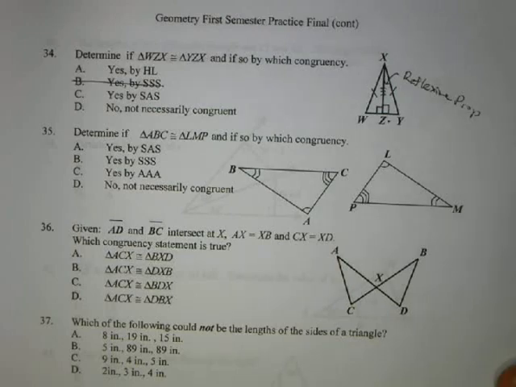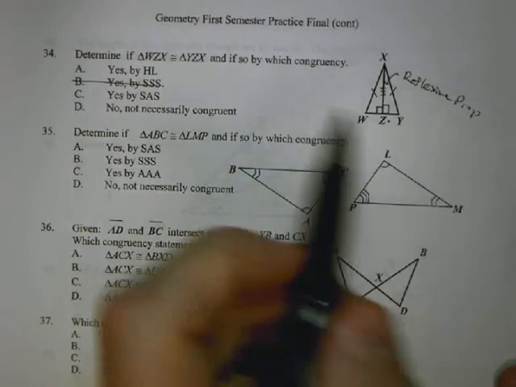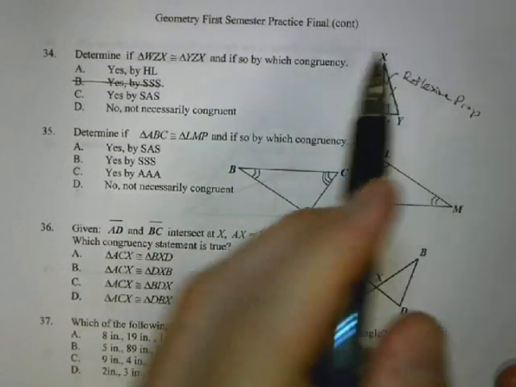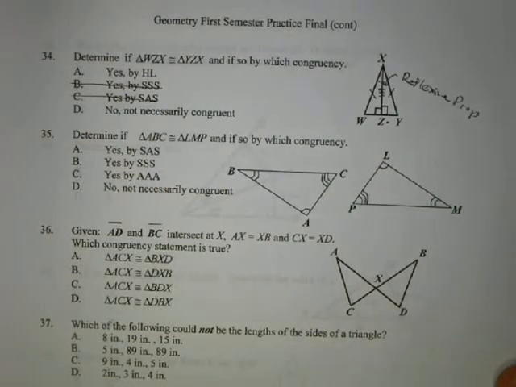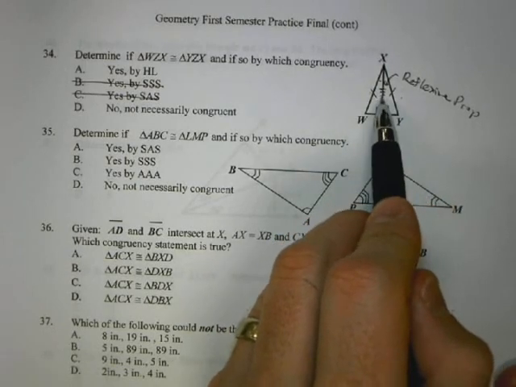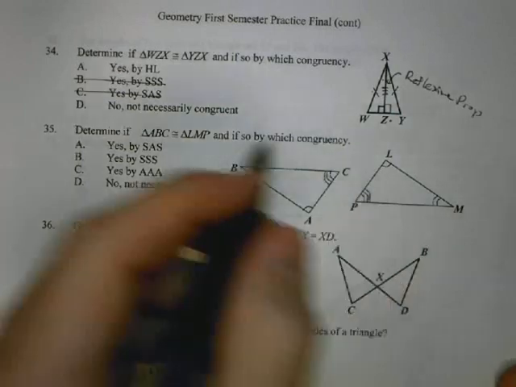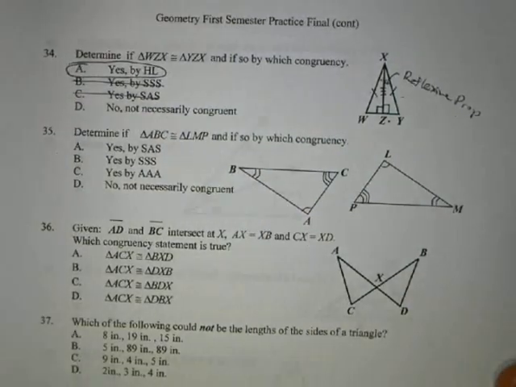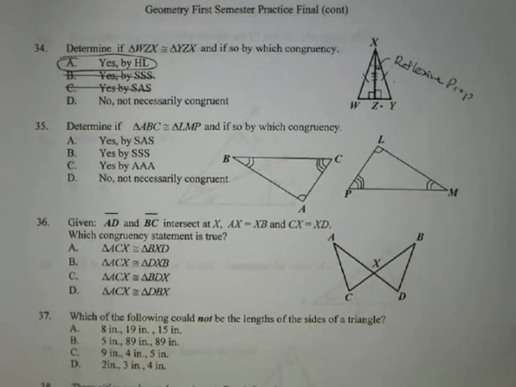Now, I know B isn't going to work because I don't know anything about WZ and ZY. So side, side, side is out. So if hypotenuse leg or side angle side works, then I'm going to pick one of those. If neither of them work, it's going to be D, not necessarily congruent. Well, in this case, I have two sides and an angle. But notice how the angle is not between the sides. If the angle were at the point X, up here, then it would be side angle side. Not the case. So hypotenuse leg, we need a right triangle. We have those. Hypotenuse, we have those. And one leg, which is XZ in each triangle, gives us hypotenuse leg.